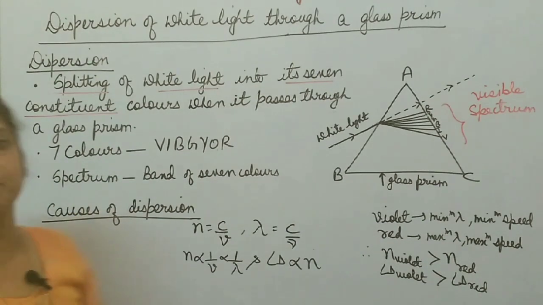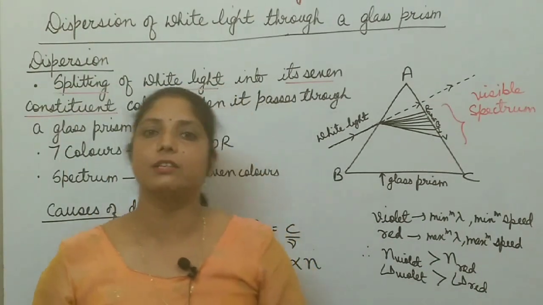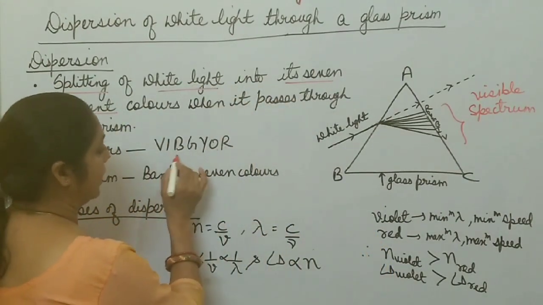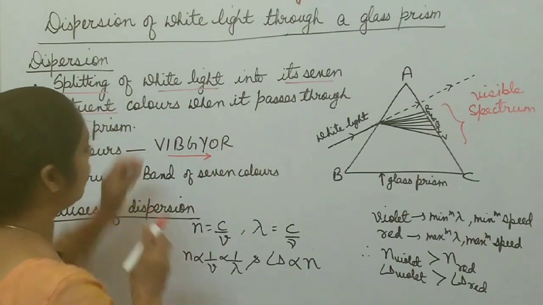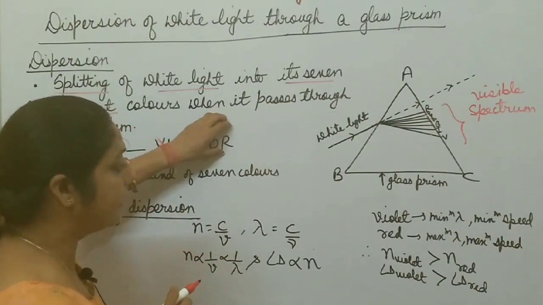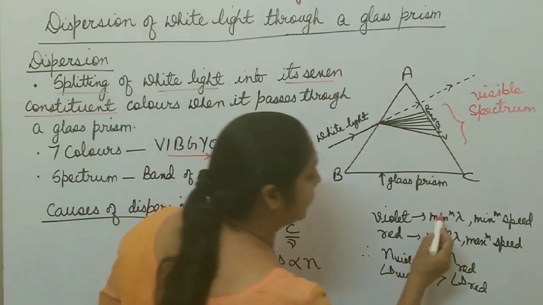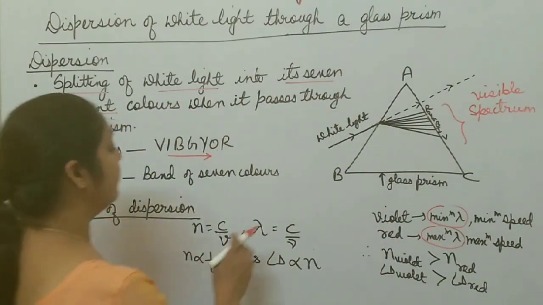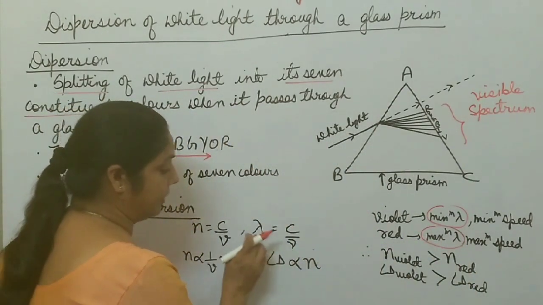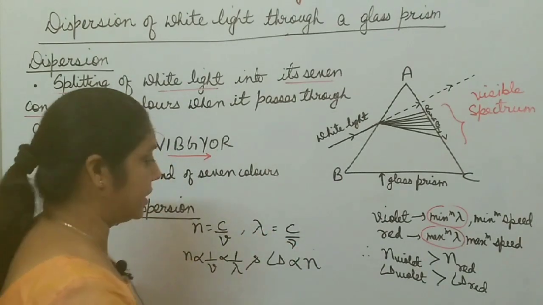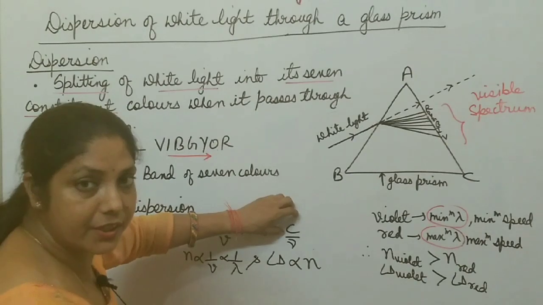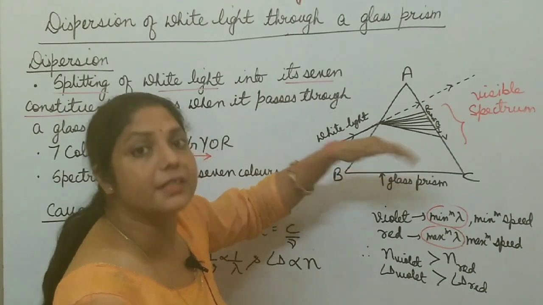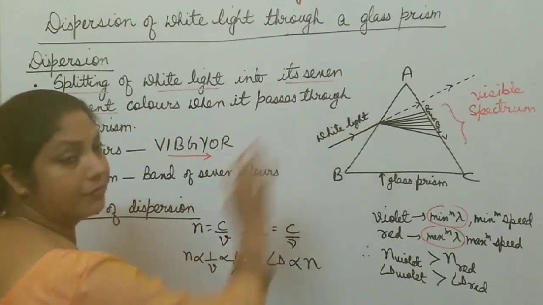Now why does this dispersion take place? You know, different colors of light have different wavelengths and different frequencies. From V to R, wavelength increases in order. It means violet color has the least wavelength and red color has the maximum wavelength. And you know, wavelength is c by nu. When wavelength changes, frequency also changes, because the speed of light is always constant in air. But when a light ray enters a different medium, its speed also changes as the wavelength of light changes.